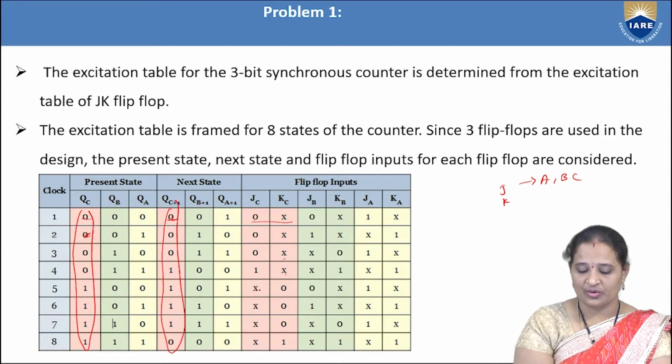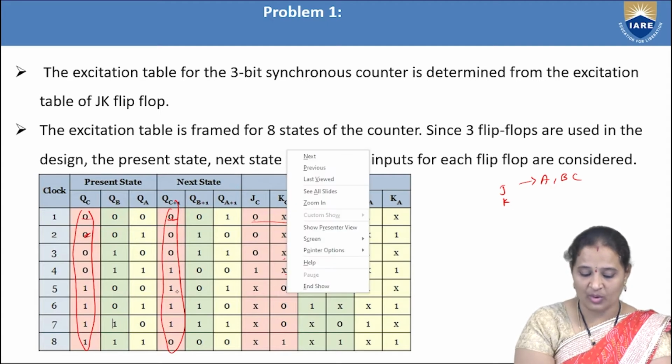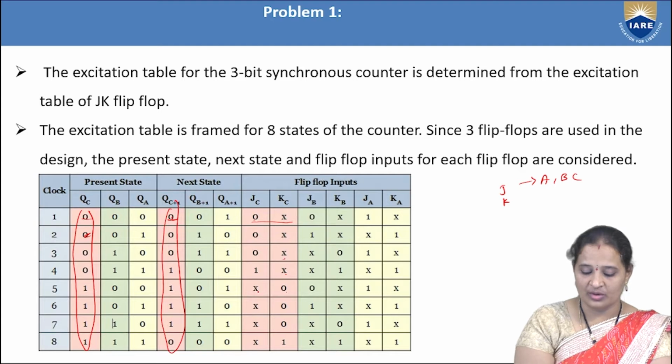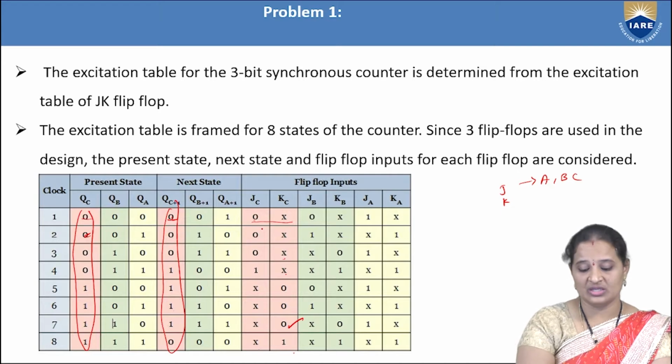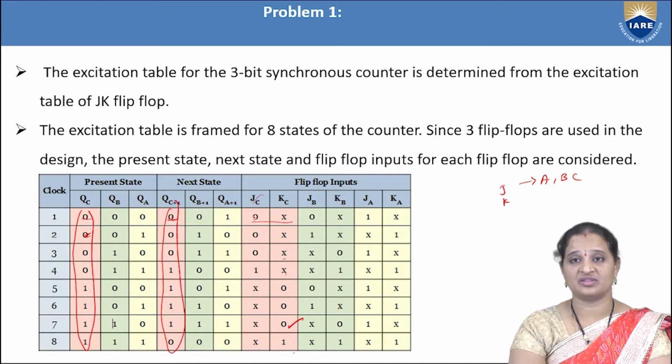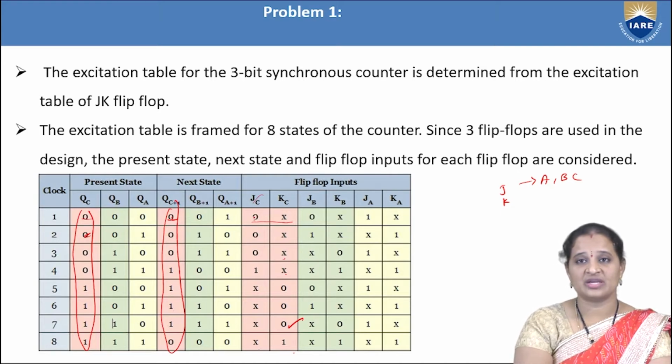And 1, 0 gives don't care, 1. For 1, 1 it is don't care, 0. Again 1, 1 is don't care, 0. And 1, 1 here is also don't care, 0. And 1, 0 is don't care, 1. So these are the inputs that we can estimate for flip-flop C by considering the present state QC and the next state QC plus 1.